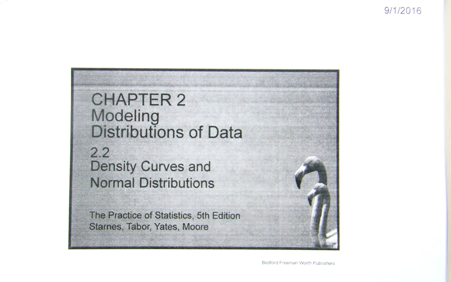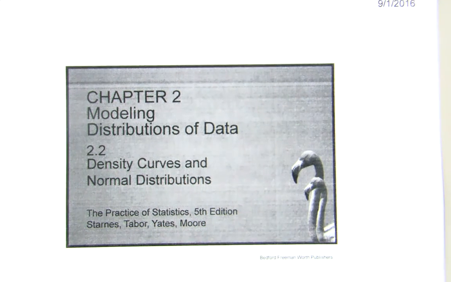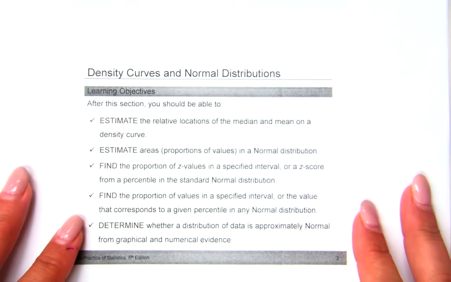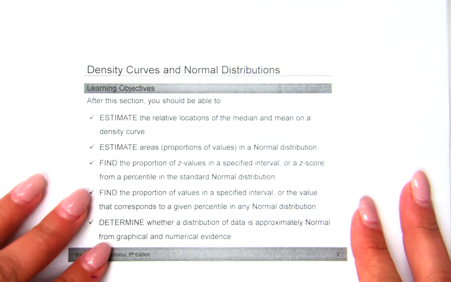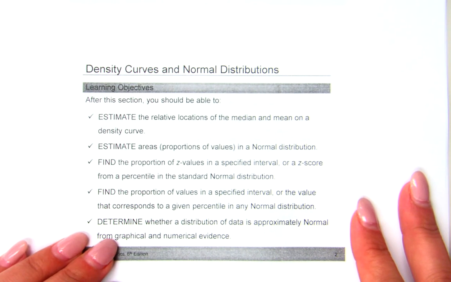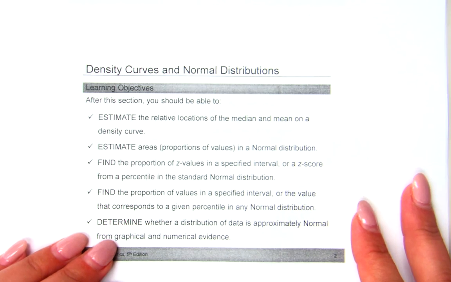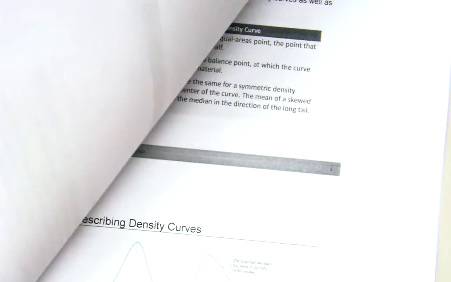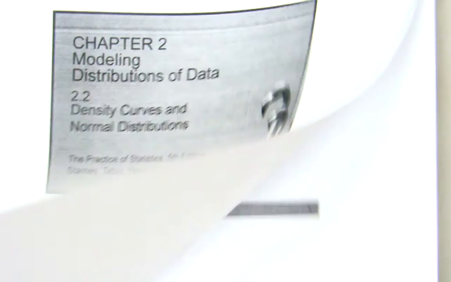Okay? Alright, so in this section we're going to do 2.2 density curves and normal distributions. There are a couple of parts to it. Here are your objectives for the entire section if you wanted to write them down. In this one we're going to do density curves, describing density curves, and then an introduction to normal distributions before we branch into deeper things. Okay. So, first one.